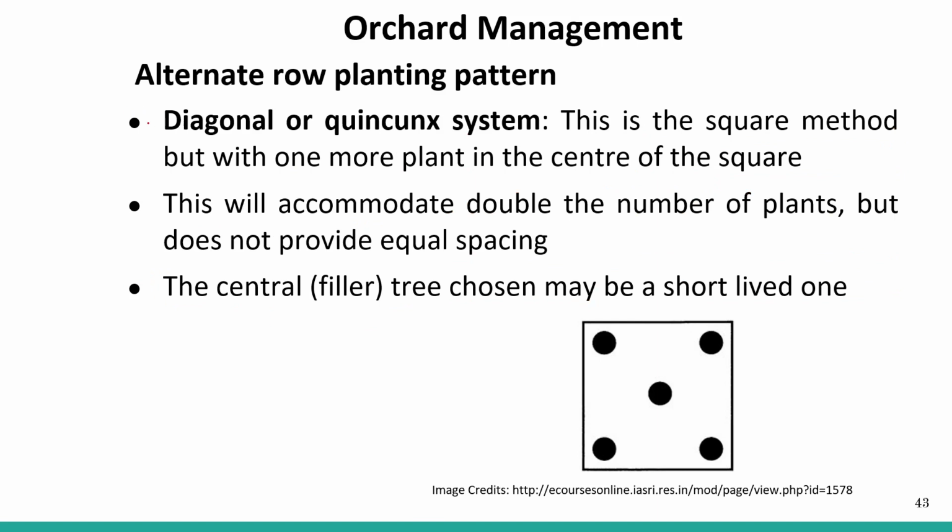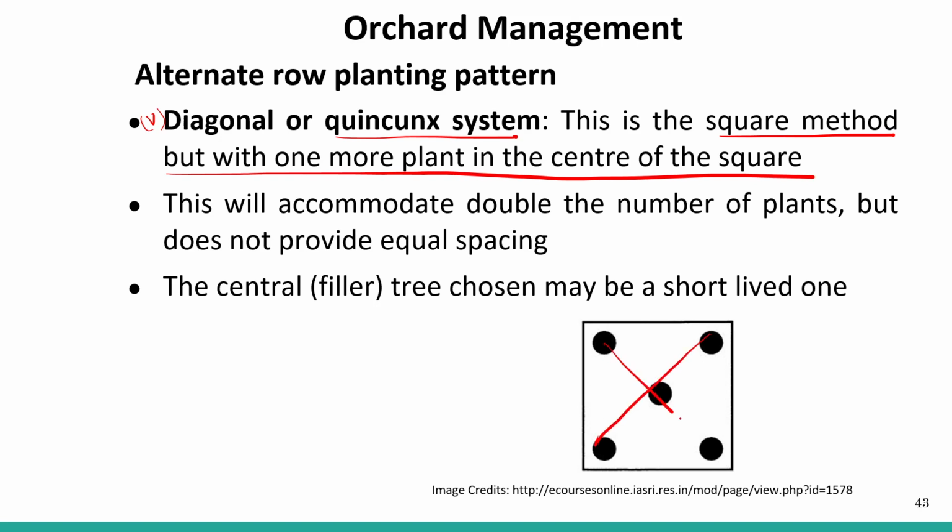Next one is the diagonal or quincunx system. This is the square method, but with one more plant in the center of the square. So it is forming a diagonal like this. This will accommodate double the number of plants, but does not provide square spacing. So it is not providing any square spacing, but you can increase the number of plants. The central filler tree chosen may be a short-lived one.